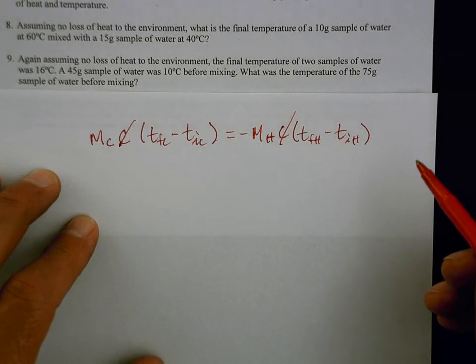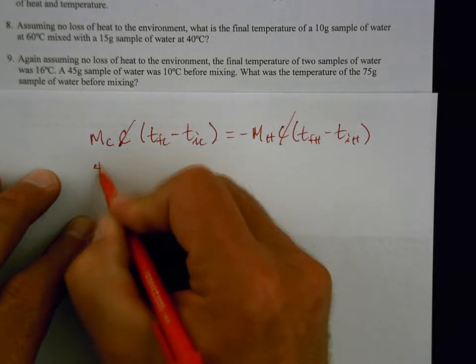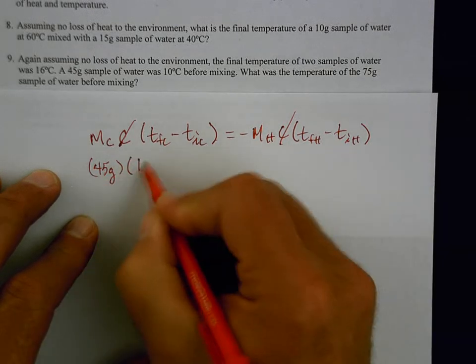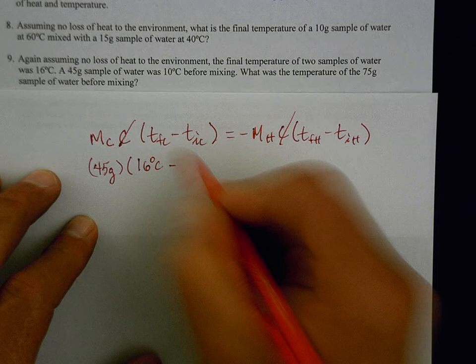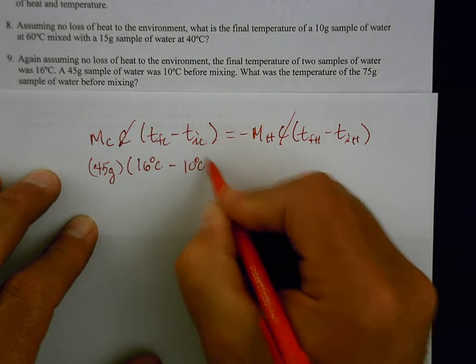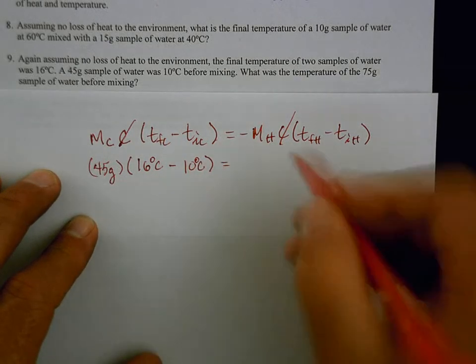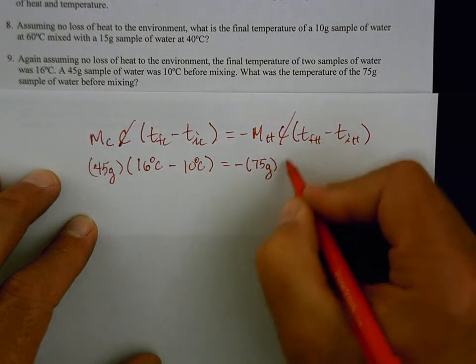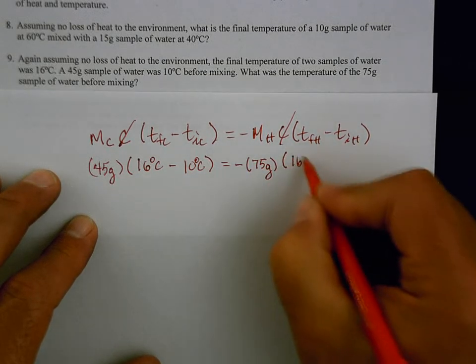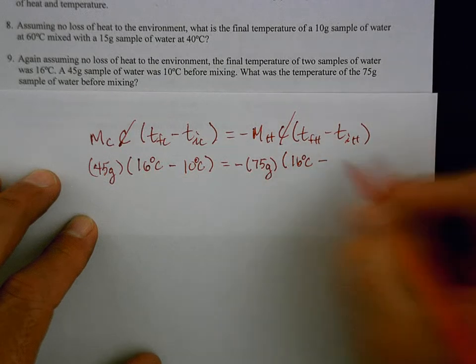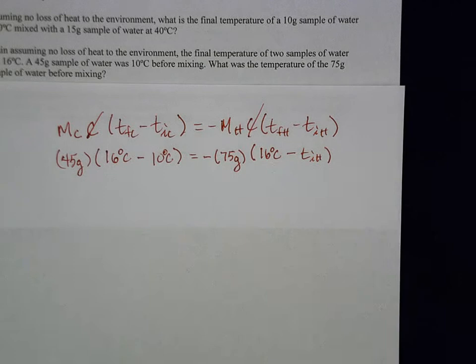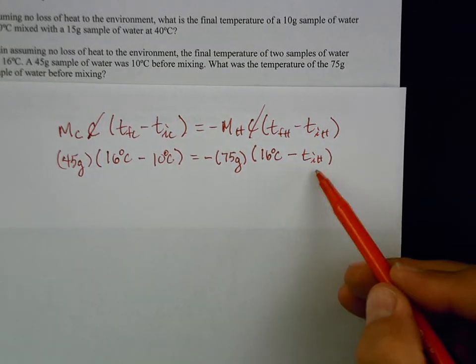Okay, we had 45 grams. Final temperature was 16 degrees. The cold water was at 10 degrees. The hot water was 75 grams. And again, it was at 16 degrees. But we don't know what its initial temperature was. So note, only one thing's missing. This initial temperature of the hot water.